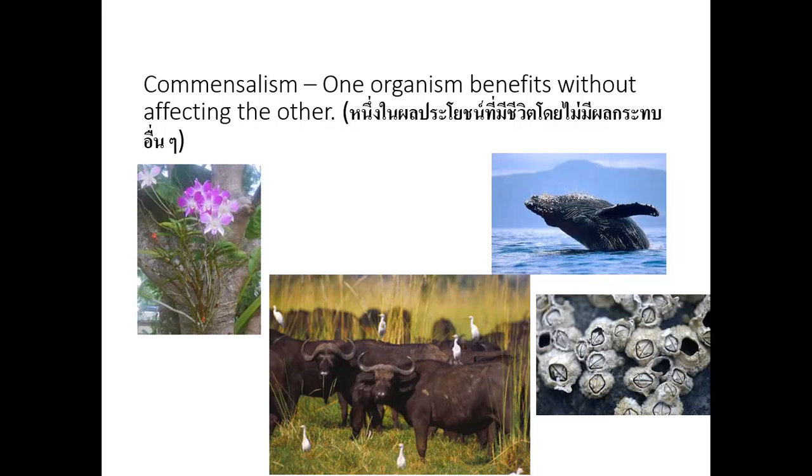There are birds on the wildebeest. The birds are eating any kind of bugs off of the wildebeest. And barnacles on the humpback whale. Barnacles have a habitat and they can eat any kind of small pieces of food. And while the whale is swimming, they pick up food out of the water.